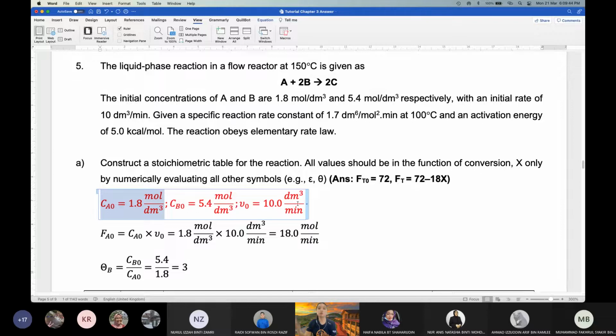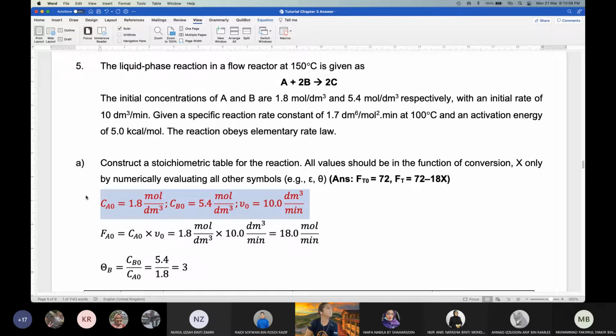So again, say you identify these three pieces of information wrongly. Say you think the 1.8 is FA0, the whole question is already wrong. Or you thought that the 10 dm cube per minute is FA0, the whole question is wrong. So don't make this mistake. Look carefully at the numbers, look at the units, convert the dimensions, and you will know whether that is the value I need to use in my question.